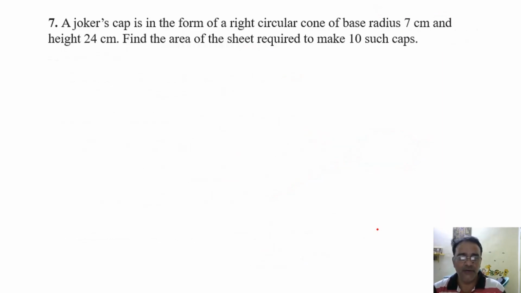Okay. Now we are moving towards one very good question. A joker's cap. I already told you the joker's cap is in the form of a right circular cone of base radius 7 centimeter and height 24 centimeter. Find the area of the sheet required to make 10 such caps.